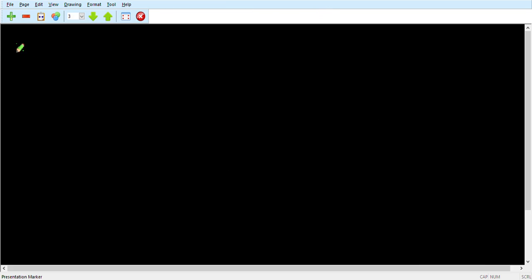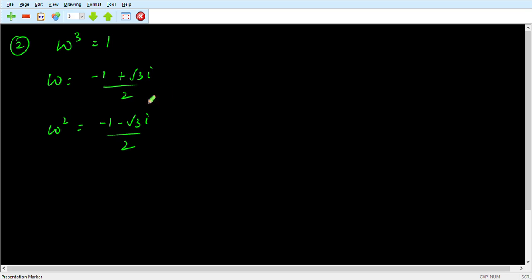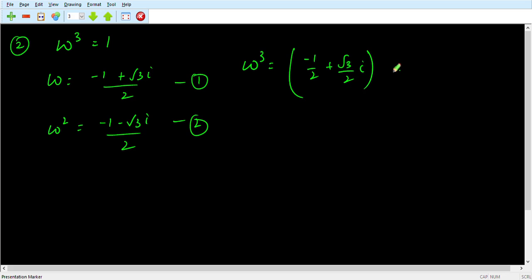Next property, omega to the power 3 will give the result 1. How? As we have already discussed, omega is minus 1 plus under root 3 iota by 2, and omega square is minus 1 minus under root 3 iota by 2. So if I multiply equations 1 and 2, I will get omega to the power 3 equal to minus 1 upon 2 plus under root 3 by 2 iota, times minus 1 upon 2 minus under root 3 by 2 iota.